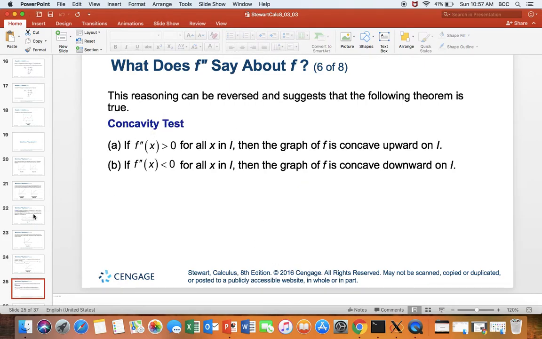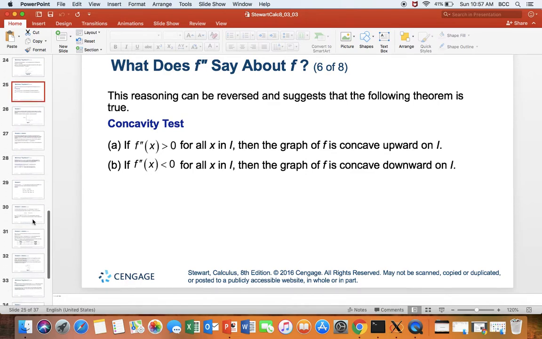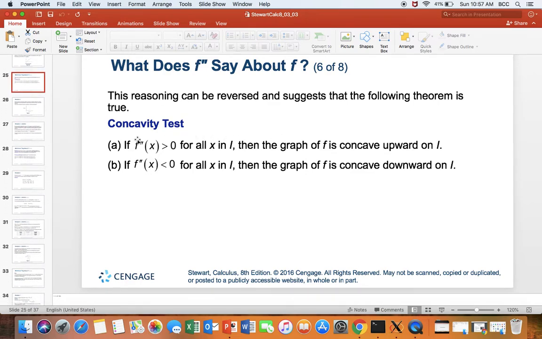Okay, which brings us to the concavity test. If f double prime is greater than 0 in an interval I, then the graph of f is concave up on I. If f double prime is less than 0 for all x in your interval I, then the graph of f is concave down on I. Okay, this is concavity test.